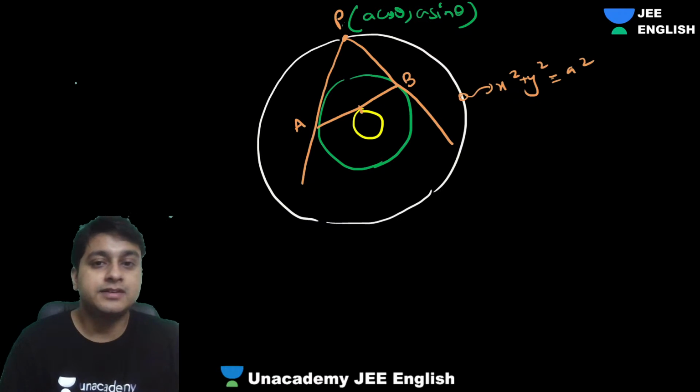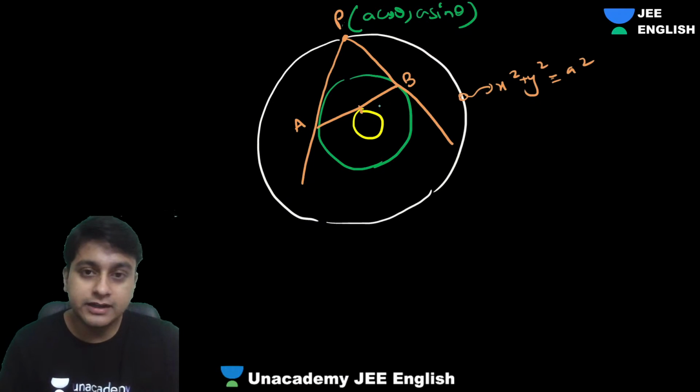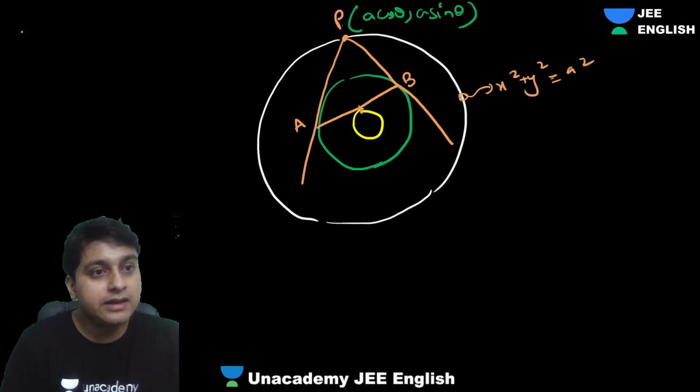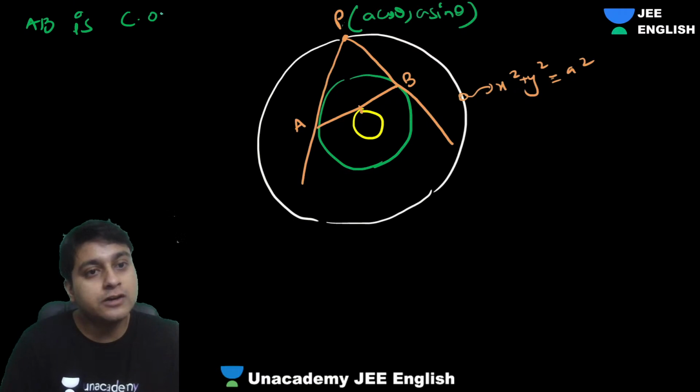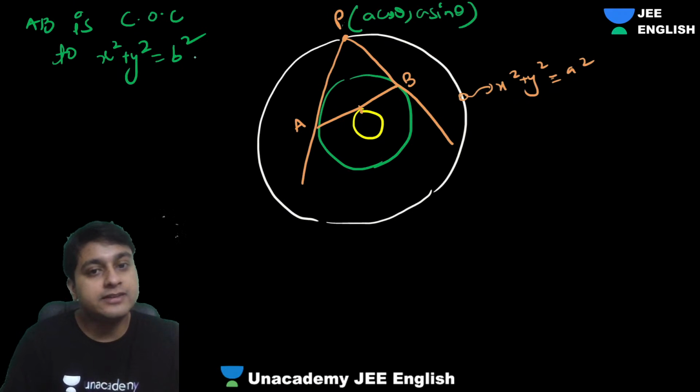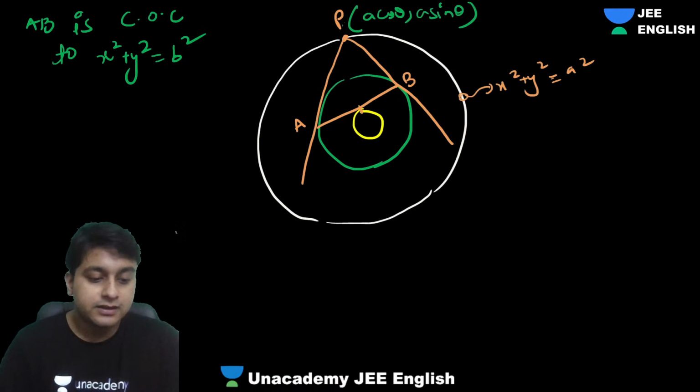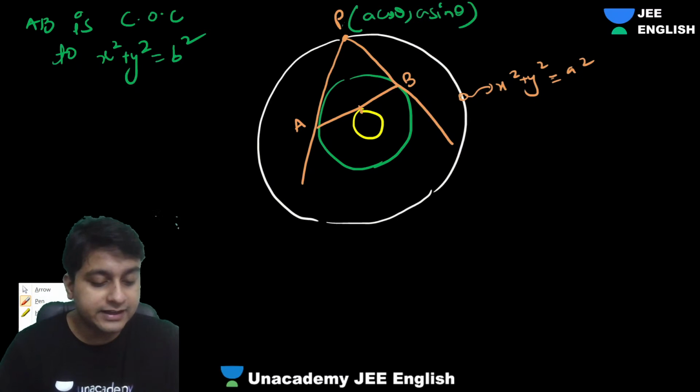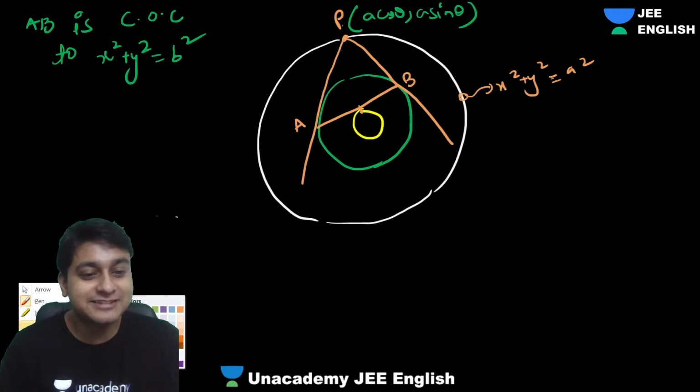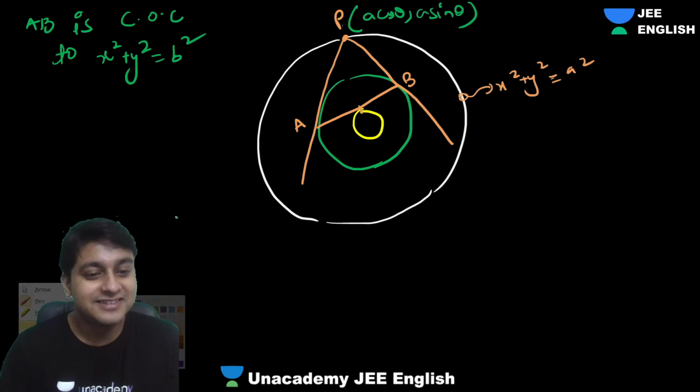Now guys, this AB is the chord of contact to x square plus y square equals b square, isn't it? Yes. So guys, what we can say is, great, you've done 99% of the job. Okay, I can just get it now.